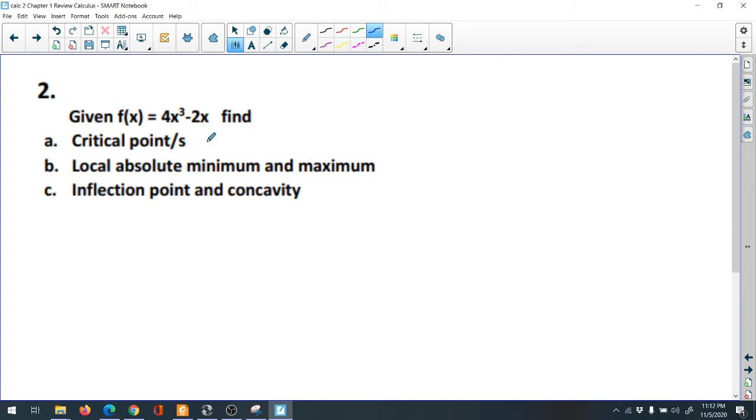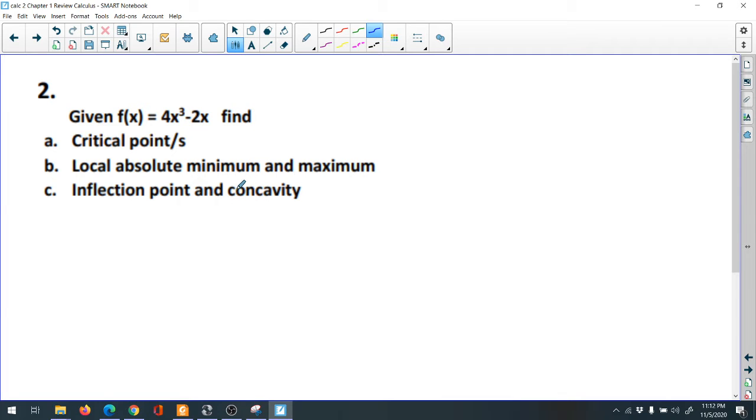Welcome to calculus class. I have another free response question. Given the function f of x equals 4x to the third minus 2x, find critical point or points, find local and absolute minima and maxima, and find inflection point and concavity.